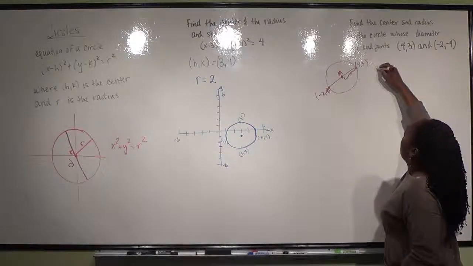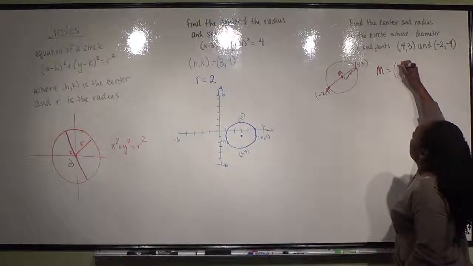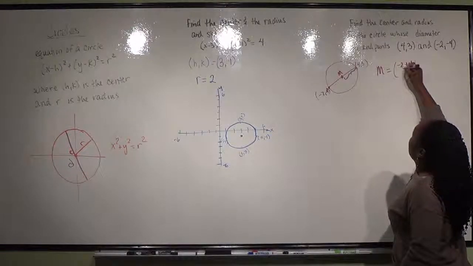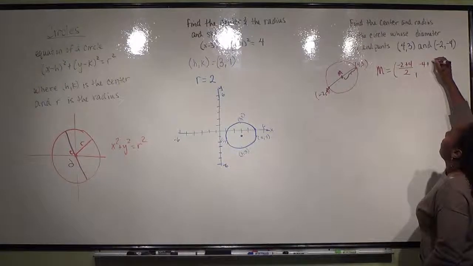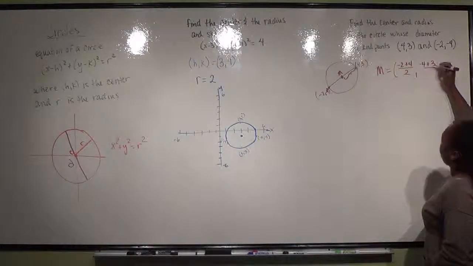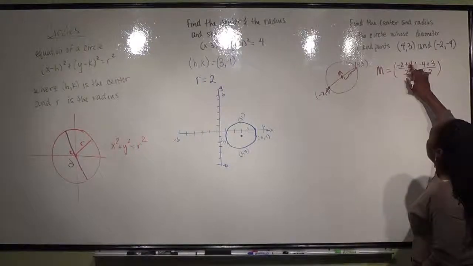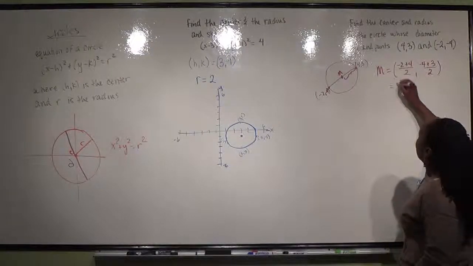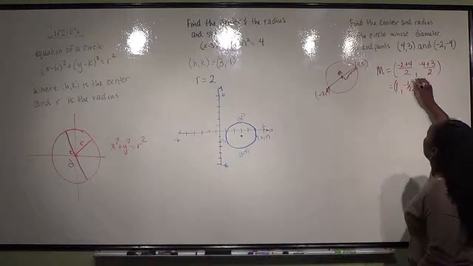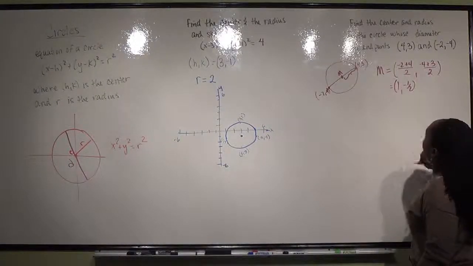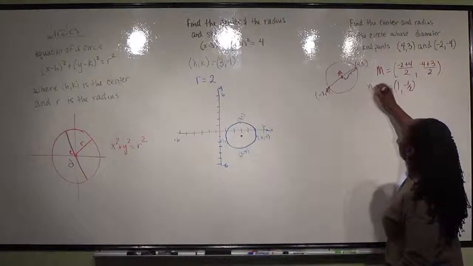Well, midpoint's the nicer of the two. So to get my midpoint, I know it's just the average of the x values and the average of the y values. Okay, so here we can see 2 over 2 and negative 1 over 2. So at 1, negative 1/2, there's going to be the center.